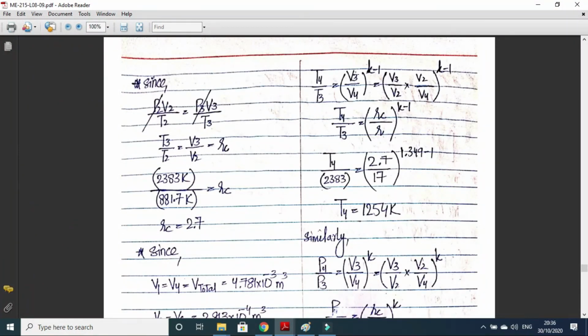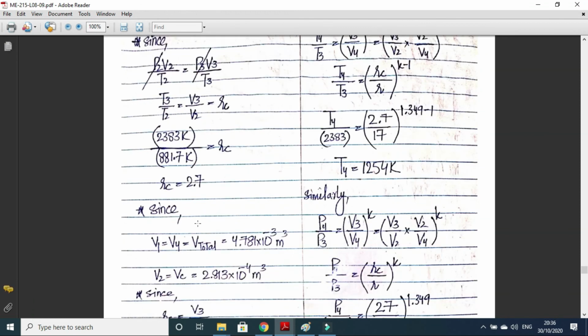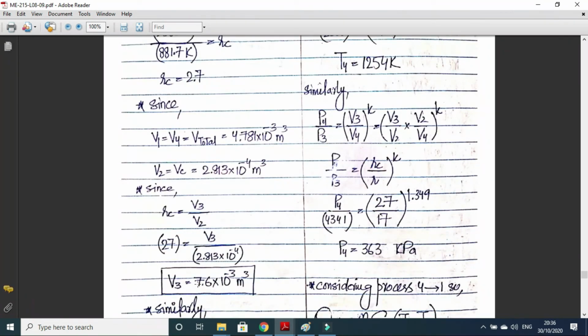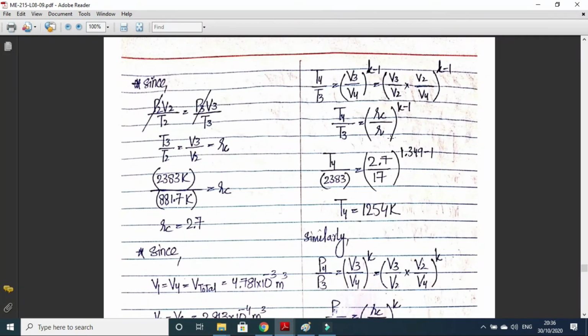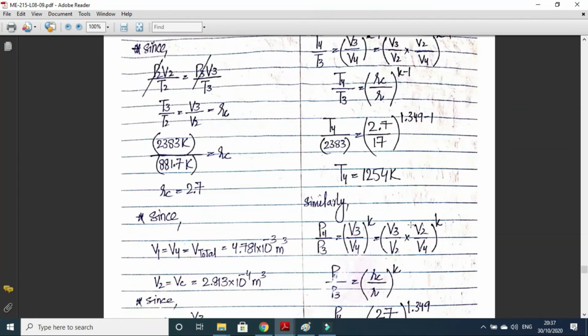T4 upon T3 is equal to V3 upon V4 to the k minus 1. I think there is no need for this thing because it was for V3 and V4. V3 is this and V4 is this. We can directly put V3 is equal to 7.6 x1 minus 3 and V4 is equal to 4.781 x1 minus 3 here. There is no need to do these additional calculations. So T4 is coming out to be 1254 Kelvin.